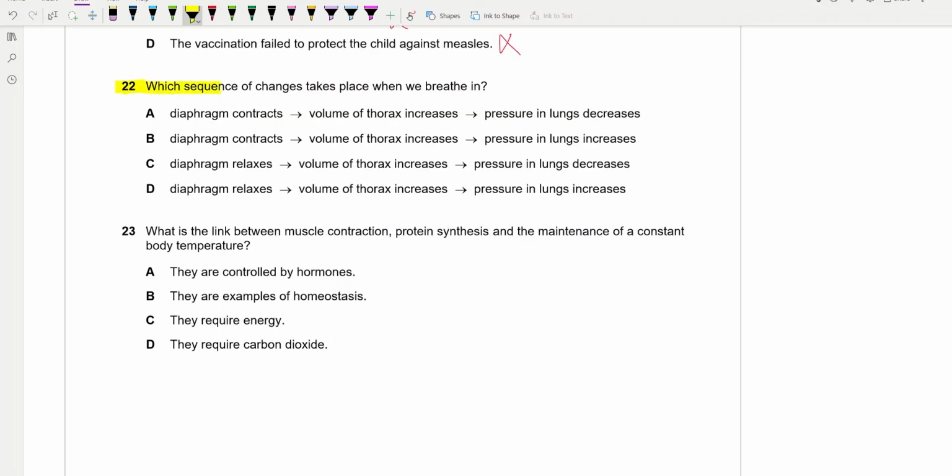Question number 22. Which sequence of changes takes place when we breathe in? So the diaphragm contracts, the volume of the thorax increases, which is in all options. The pressure in the lung decreases. So option A and option C. The correct option would be option A.